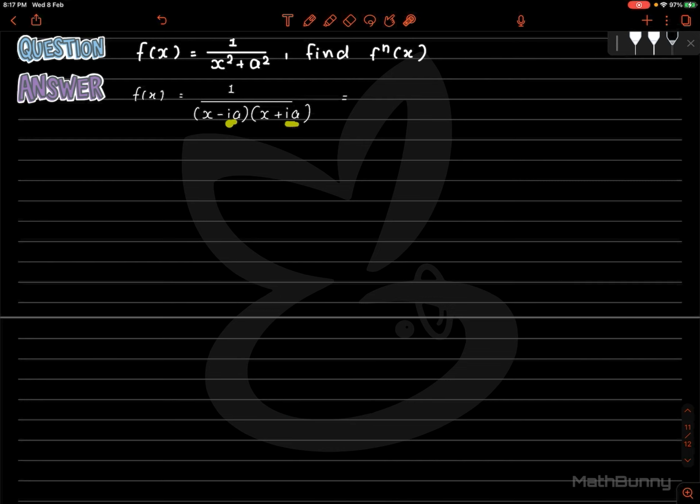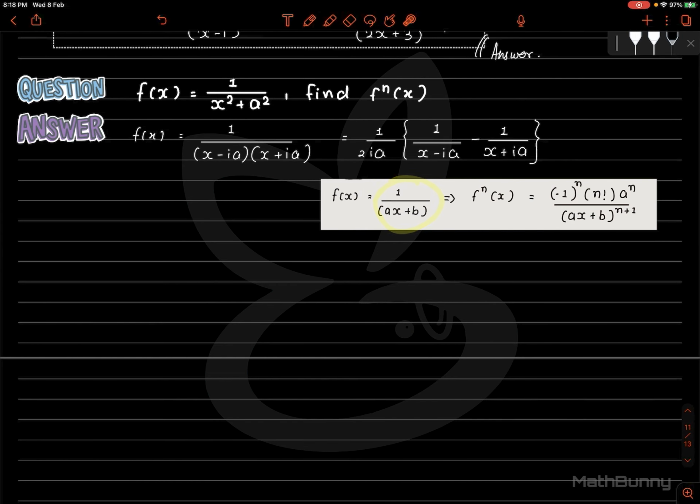Here ia is a constant. And to write them as partial fractions, we can easily write it as 1 upon 2ia into the bracket 1 upon (x minus ia) minus 1 upon (x plus ia). We would get 2ia extra in the numerator, so we have divided it by 2ia. We can see now both of these functions are in standard form, and we can use this formula. Here the value of a is 1 for both of the functions, and the value of b is positive and negative ia for the two functions.